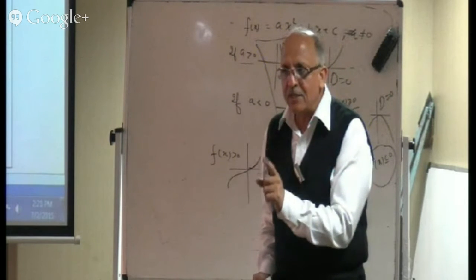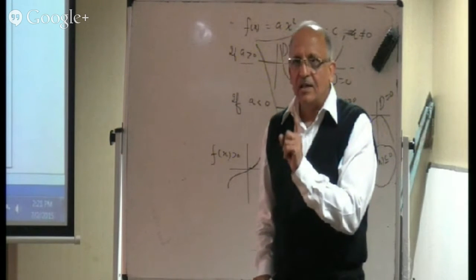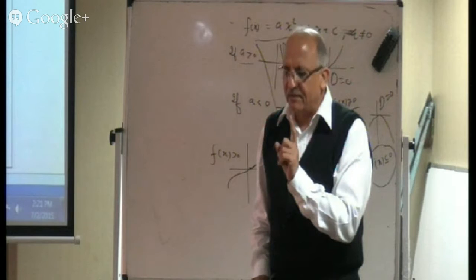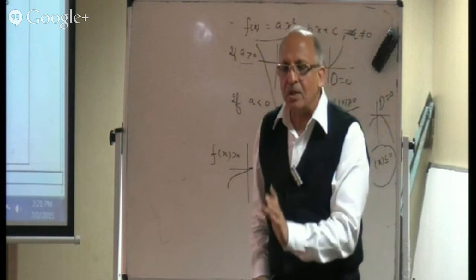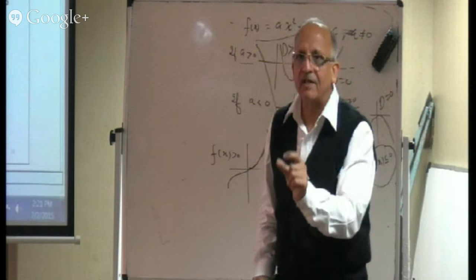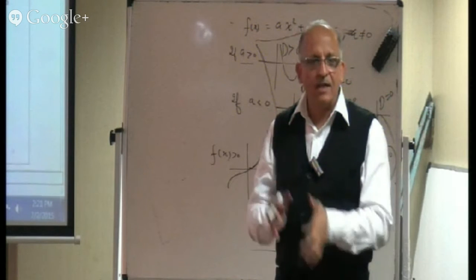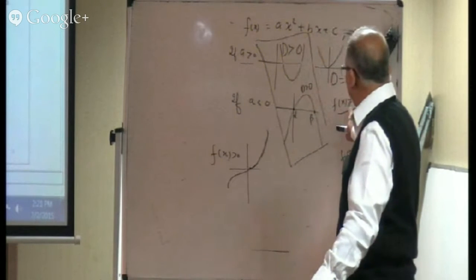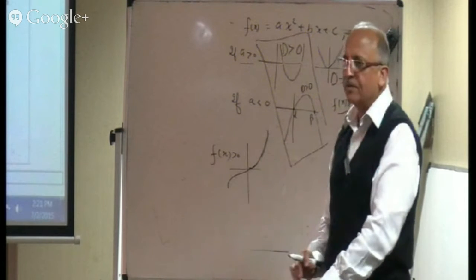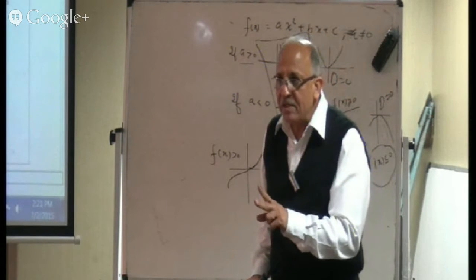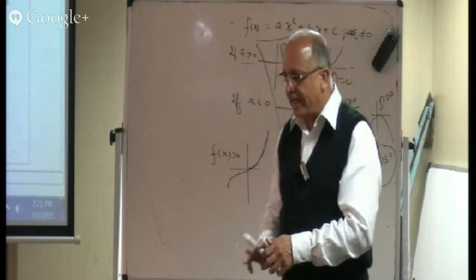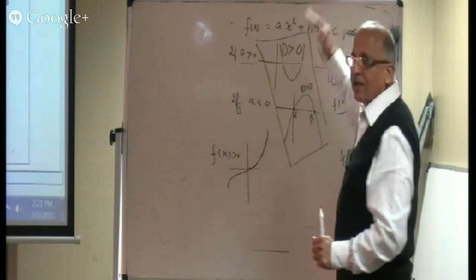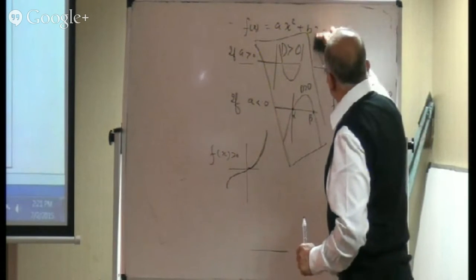That means in the case when d is greater than or equal to 0, listen carefully, the sign of the expression goes with the sign of the coefficient of x square. If a is positive, f(x) is positive. If a is negative, f(x) is negative. The only difference is that you also have to take f(x) greater than or equal to 0 and f(x) less than or equal to 0. So the only problem is in the case when d is greater than 0, because there the curve is not entirely above the x-axis or entirely below the x-axis.